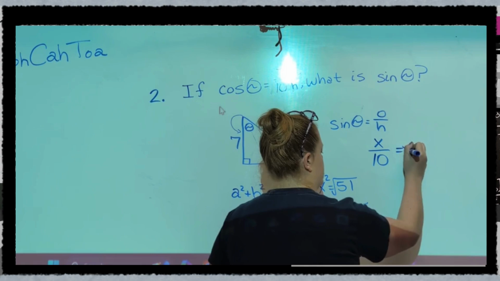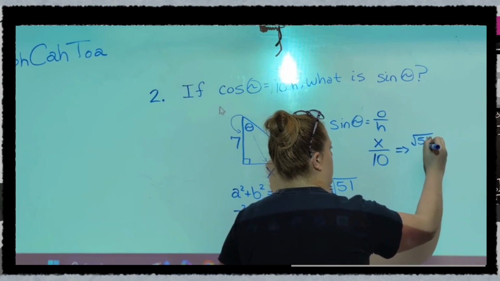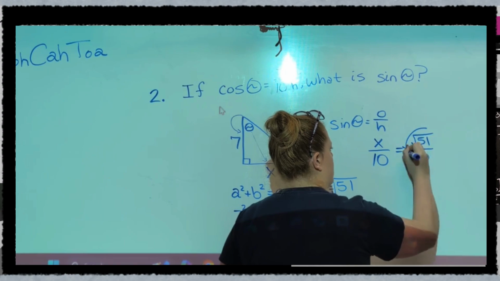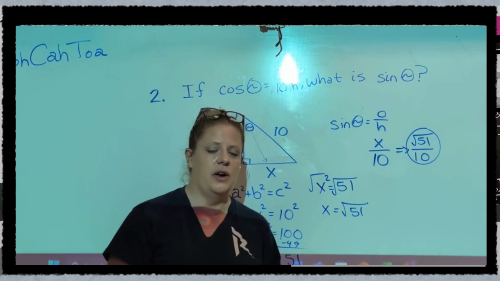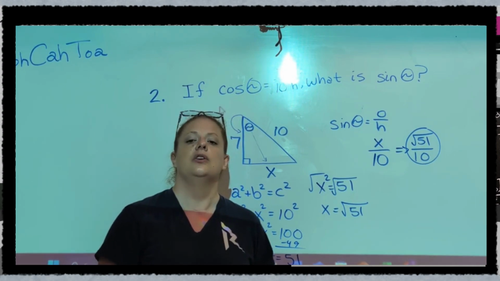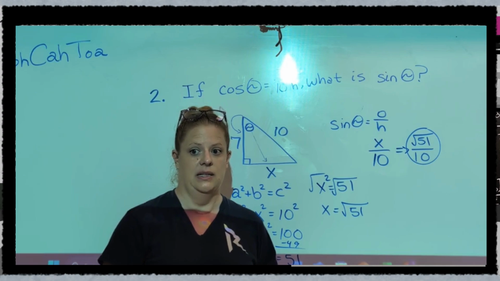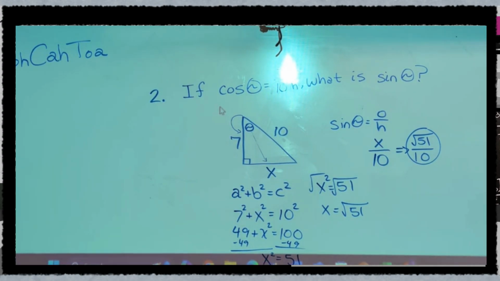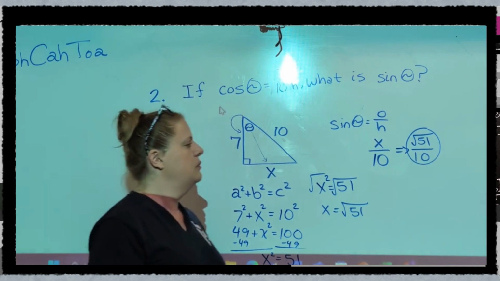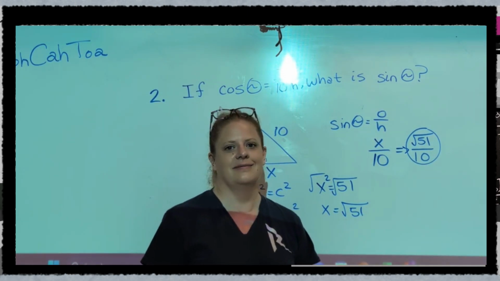That makes my answer the square root of 51 over 10. You do not have to simplify that any further. You don't have to use a calculator to get a decimal. You just leave it as is. And let me check your answer to see if you do have to reduce anything. Nope, yours comes out really nicely. You won't have to reduce anything.